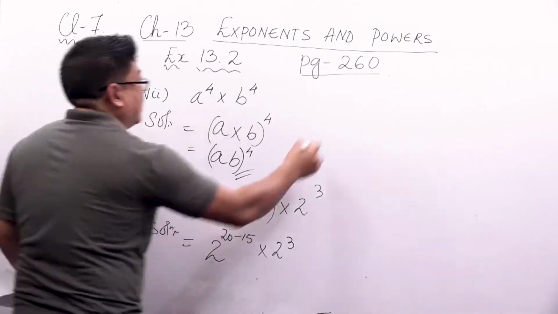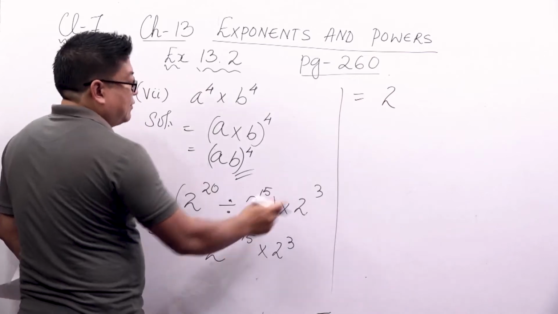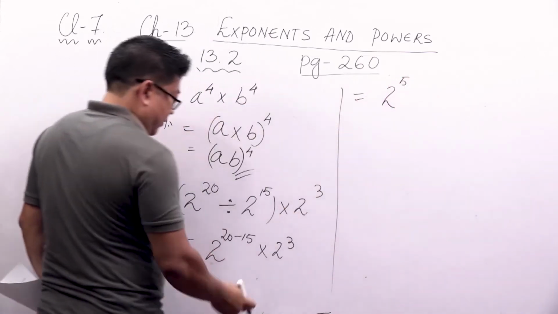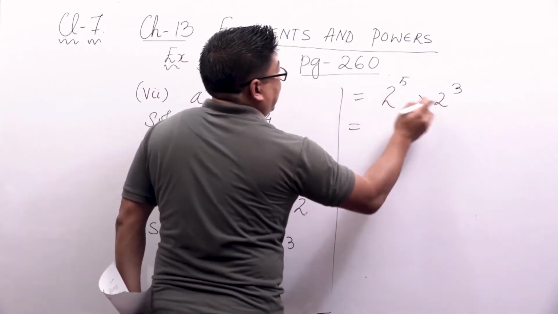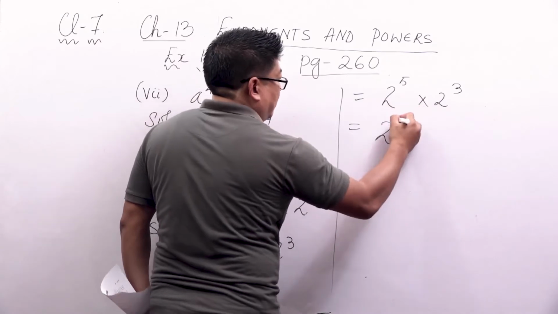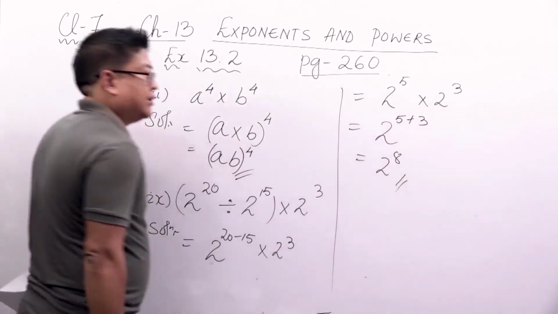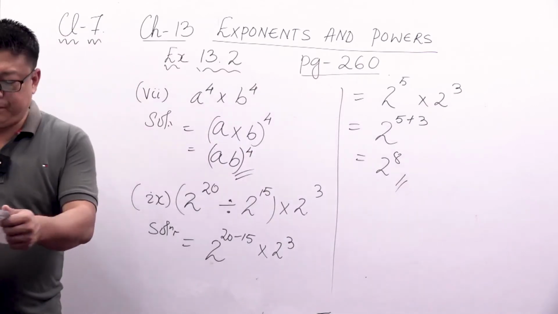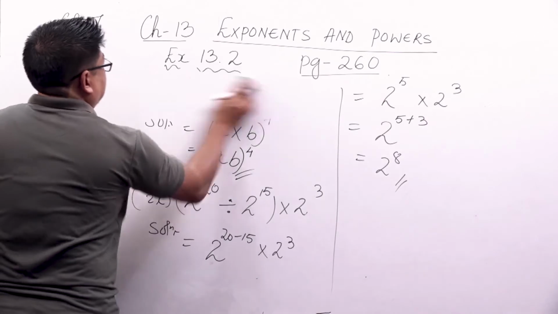Now let's continue here. It will become 20 minus 15 is 5, and you have multiply 2 to the power 3. So same base, multiply, that means add the powers. So this is your final answer. All right. This was question number 9.